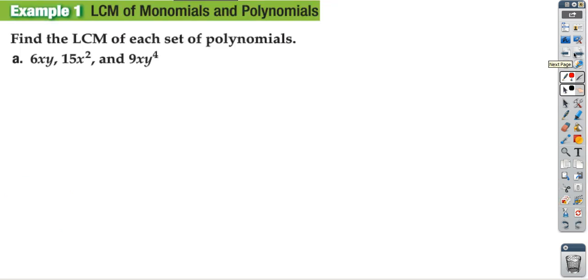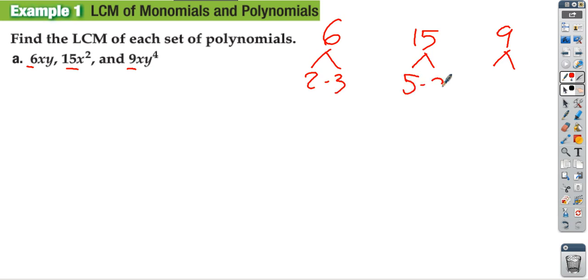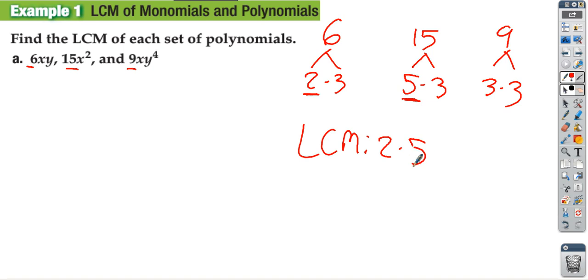Okay, so let's practice finding this. Let's find the least common multiple of these right here. Let's start with the numbers 6, 15, and 9. We'll make our factor trees for these, and again, include the most number of each factor. This is 2 times 3, this is 5 times 3, this is 3 times 3. We need to include the maximum number of 2's, and there's 1 two. The maximum number of 5's, there's 1 five. The maximum number of 3's, there's 2 of them.